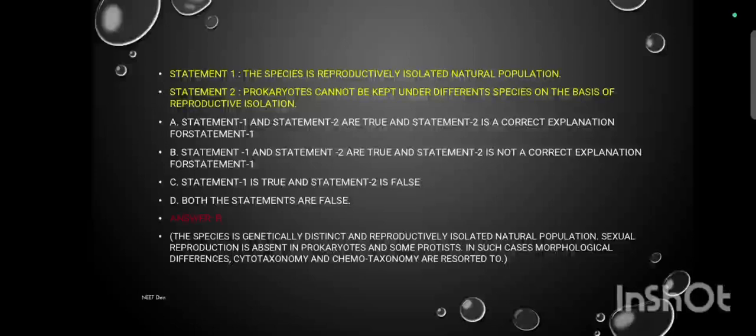Sexual reproduction is absent in prokaryotes and some protists. Hence, the statement 2, that is prokaryotes cannot be kept under different species on the basis of reproductive isolation, does not hold true for prokaryotes because sexual reproduction is absent in prokaryotes.